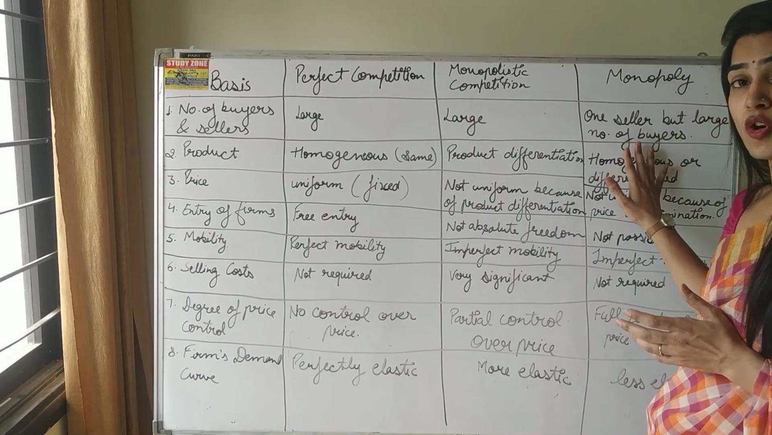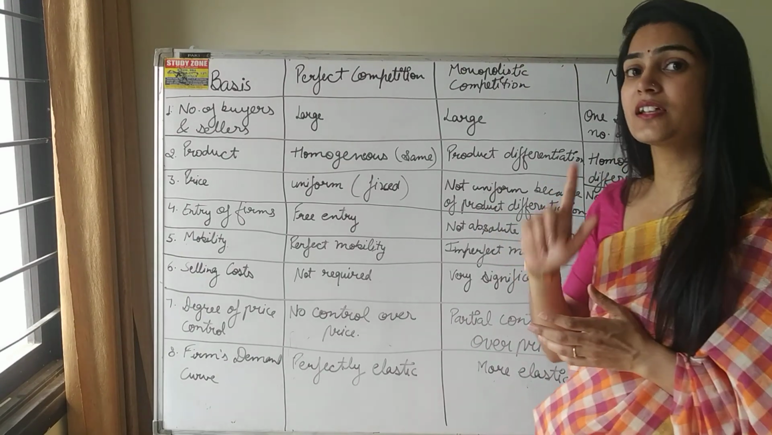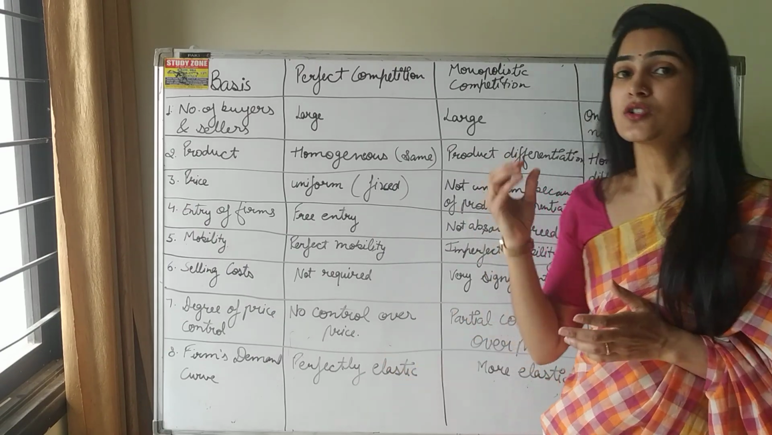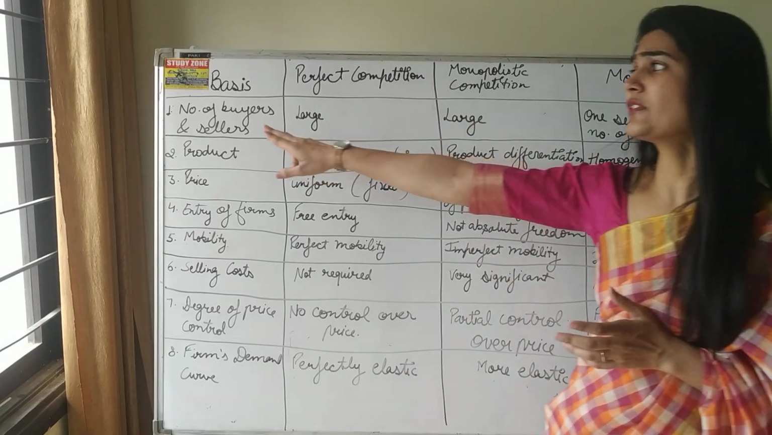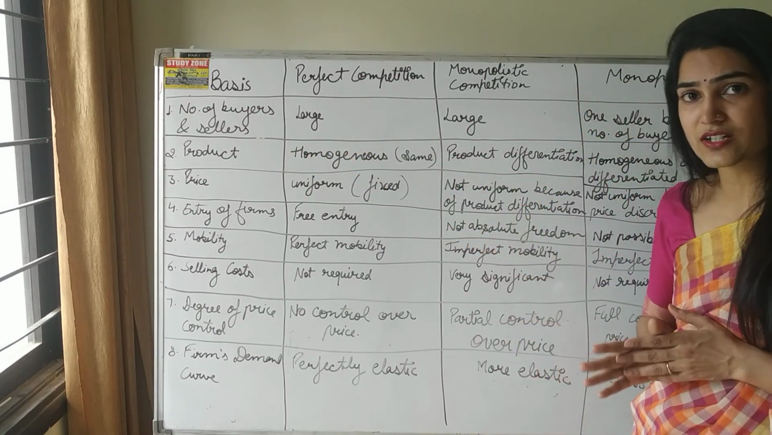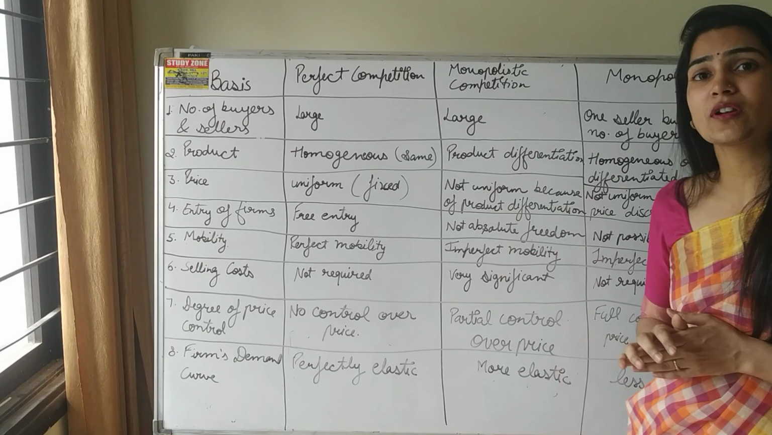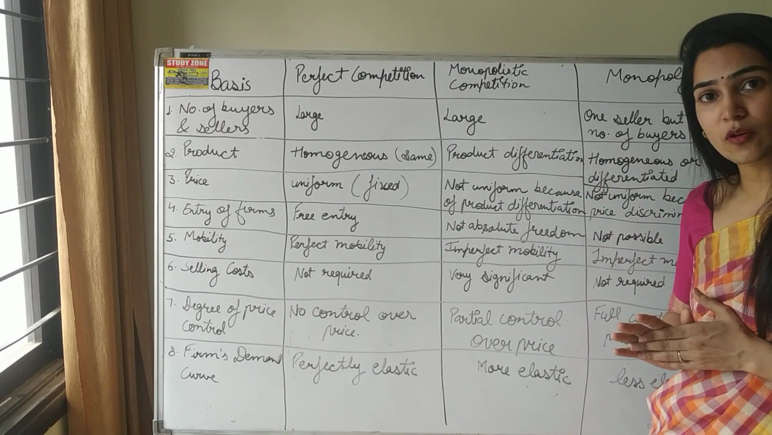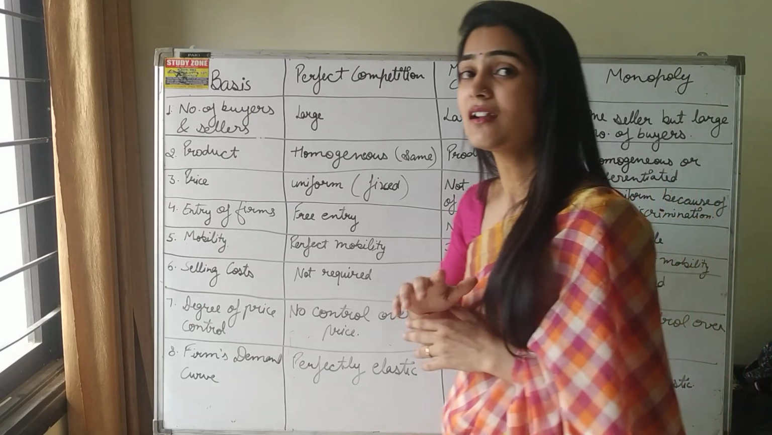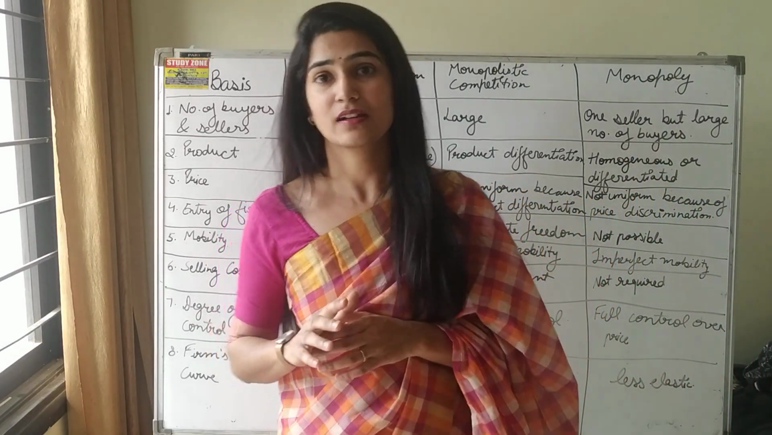And in monopoly, there is a single seller. There is only one seller, but the buyers are in large number. So the difference on the basis of number of buyers and sellers: in perfect competition there are a large number of buyers and sellers. In monopolistic competition there are a large number of buyers and sellers, but in monopoly there is one single seller and a large number of buyers.